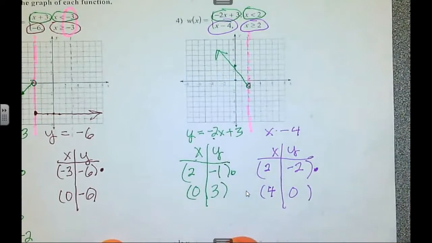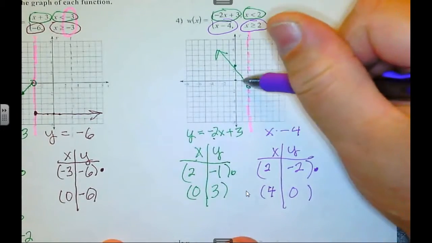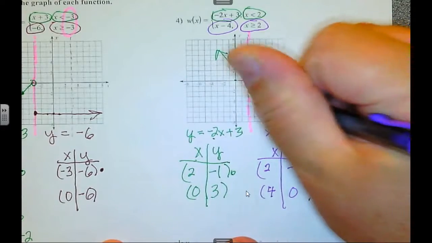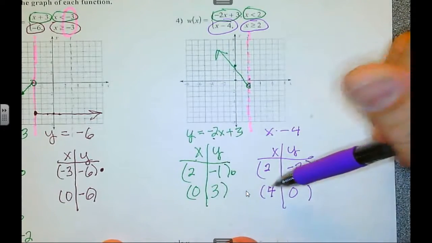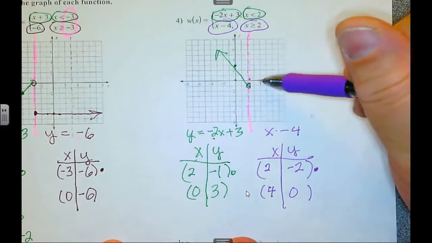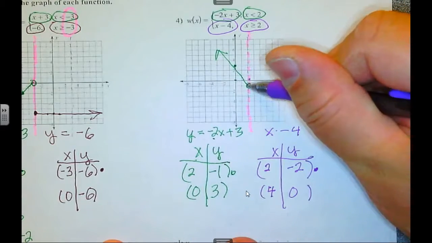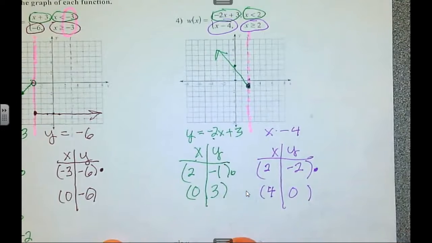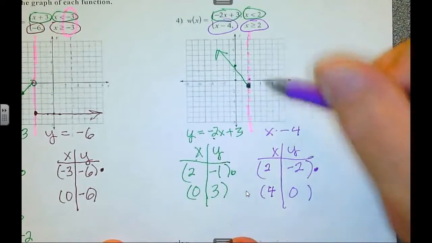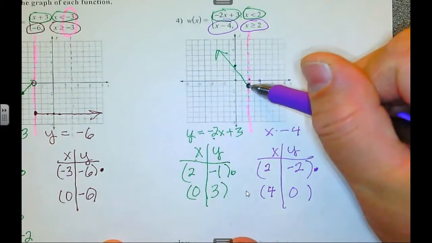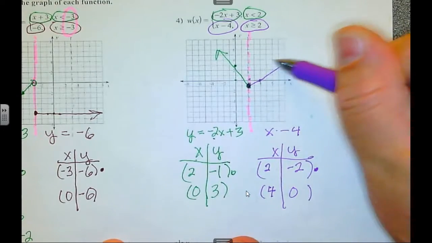Are you serious? 4, 0. Wait, 2, negative 2 is a closed circle, so closed circle trumps open circle. Then I've got 4, 0. There you go.